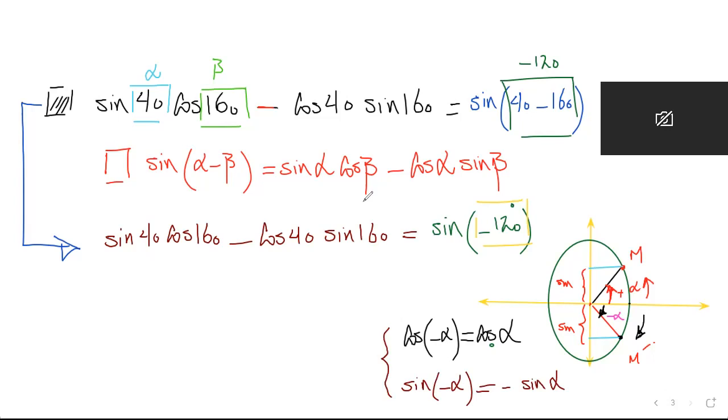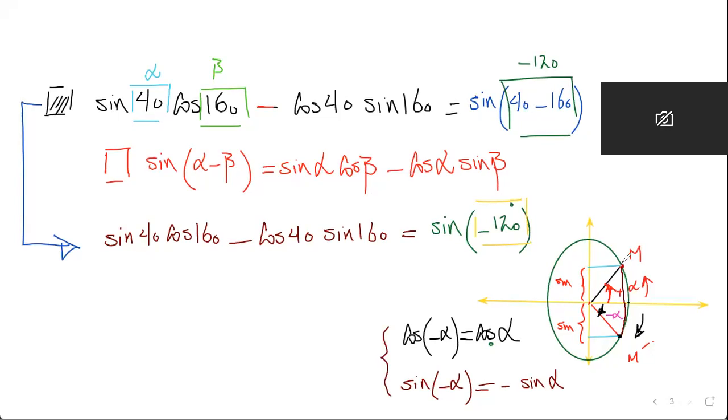Look at this one. Look at these two mosquitoes, M and M prime. For the cosine, you project from these points to the x-axis. And you see that both of them cross the same point on the x-axis. Then you see that the angle alpha and the angle minus alpha always cross the x-axis at the same place, then the cosine is always going to be the same. And that was the reason for this one that I mentioned, cosine alpha equals cosine of minus alpha.